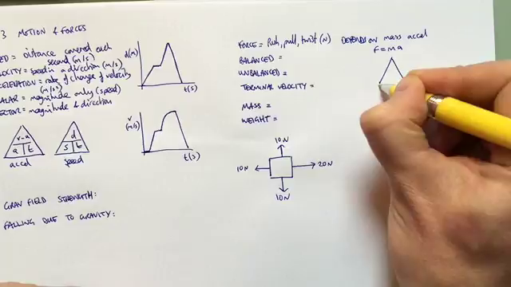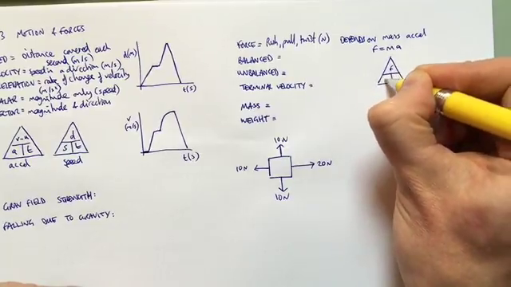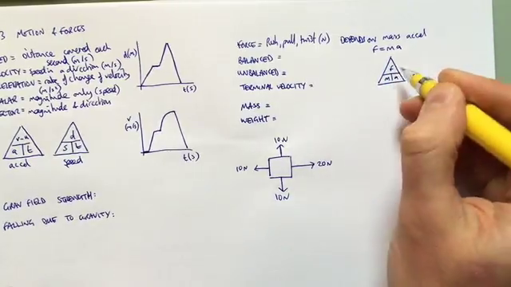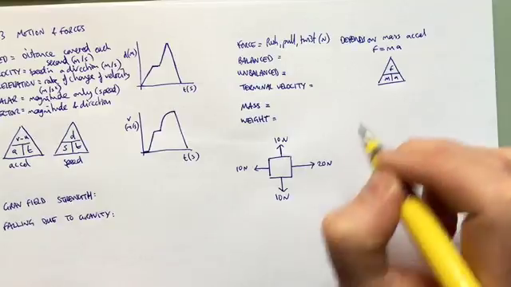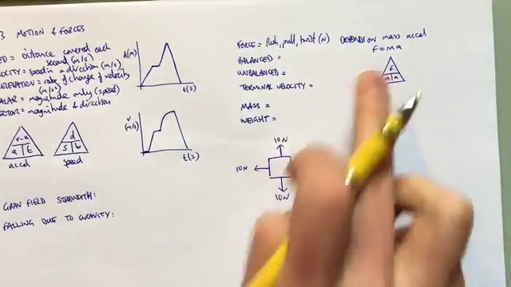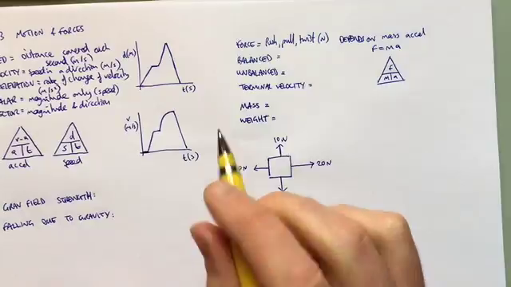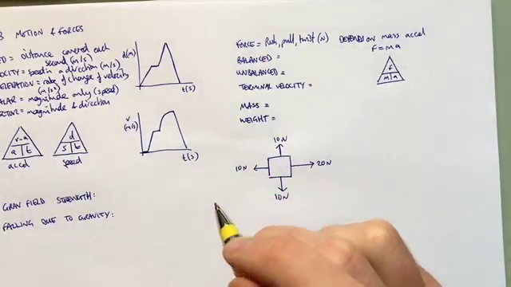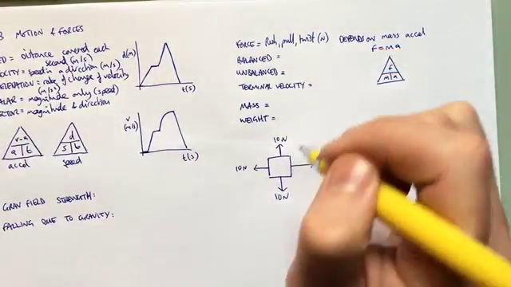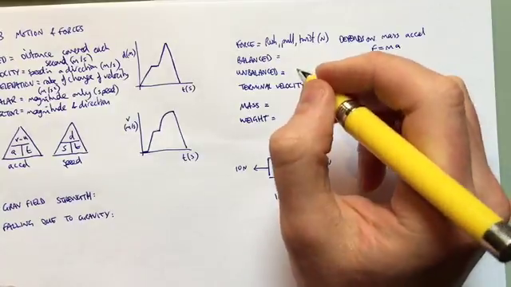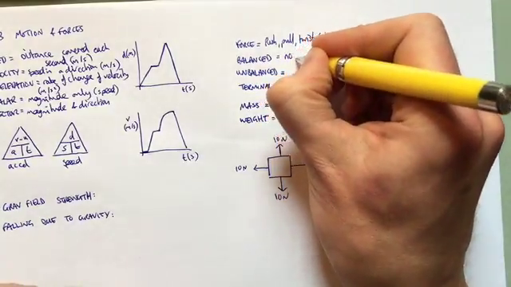So if you want it in a triangle, F equals m times a. Force equals mass times acceleration. Mass equals force divided by acceleration. You know how to use the triangle, that's fine. Balanced forces are when the force in one direction equals the force in the other, so there's no resultant force.